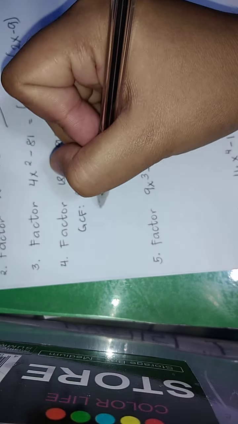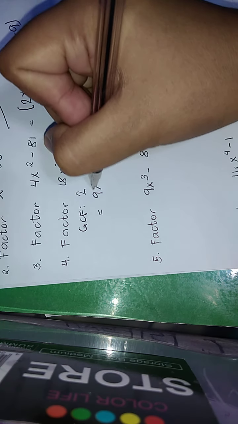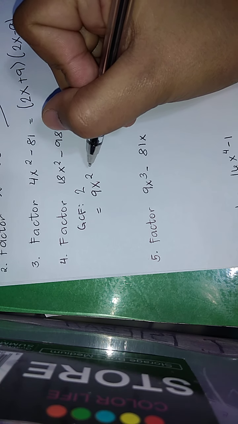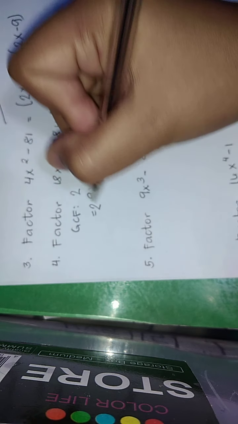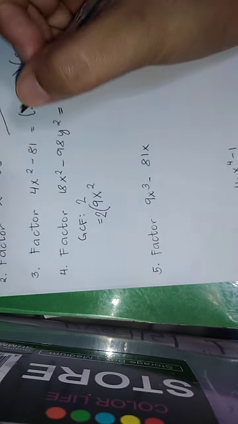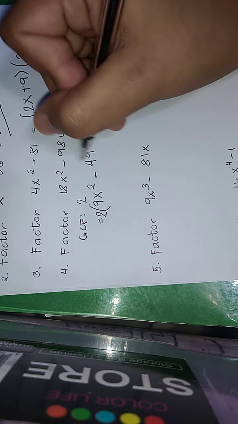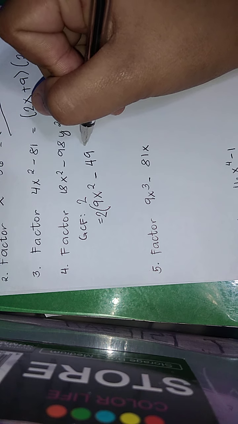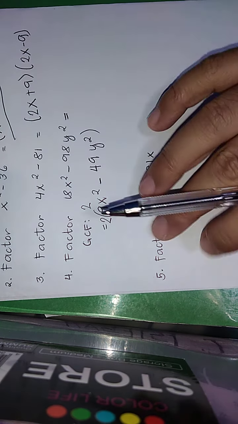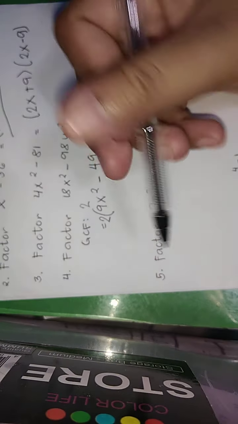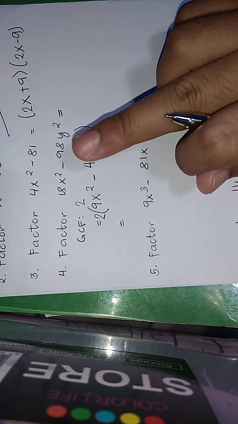So, divide natin, we have 9. So, bring down x squared. Then, 98 divided by 2 is 49. So, copy mo yung sign. Bring down y squared. So, syempre, copy nyo yung GCF kasi pinactor out na natin. Nilagay natin siya sa labas. The next, meron na tayong difference of two squares.